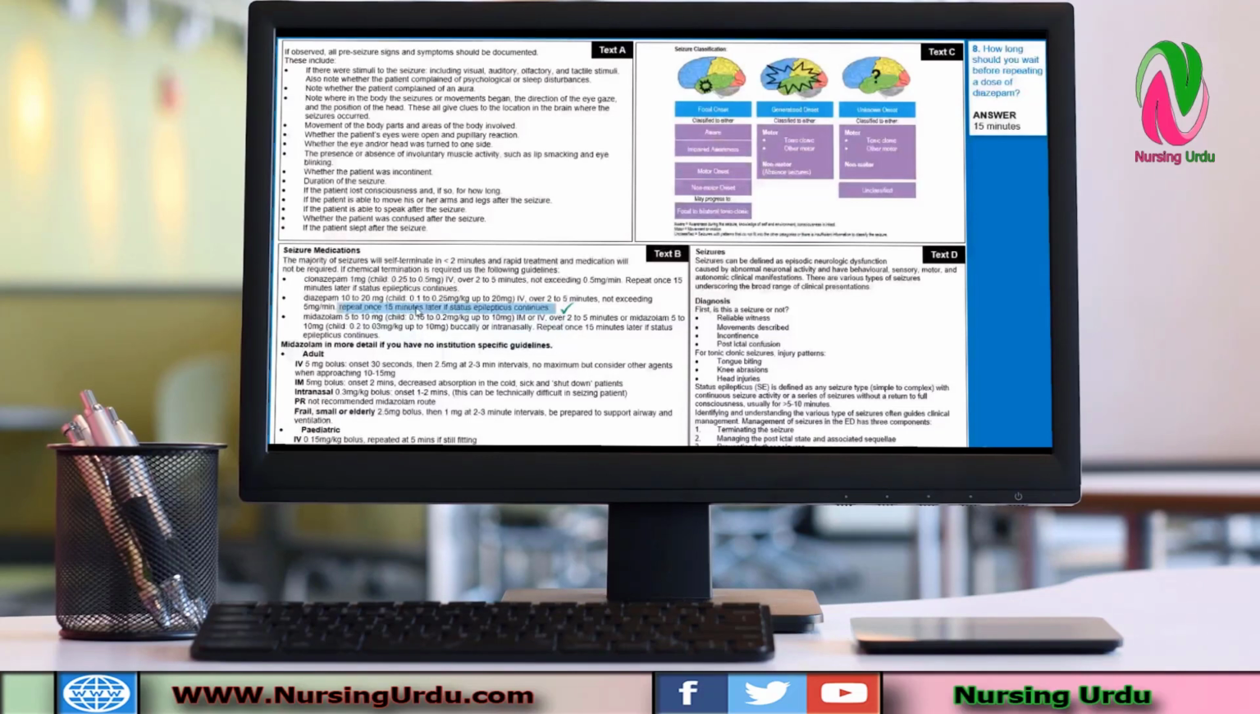So you need those keywords. You know that the information is going to be in text B for medication, and then you pick up the keywords: repeating, dose of diazepam. So you've got diazepam, repeat, and then the question is asking how long should you wait? 15 minutes later. So you should wait 15 minutes before repeating the dose. So there is the answer.